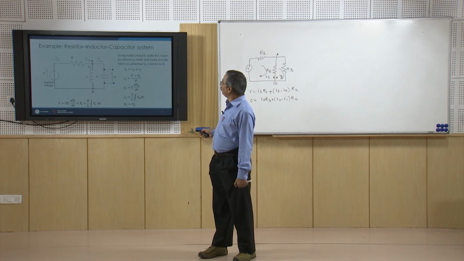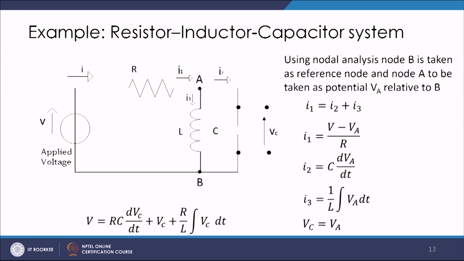So, if I go by the nodal analysis, and as I said, B is taken to be the reference node and node A to be taken at potential Va relative to B, then I can write using Kirchhoff's current law that I1 is equal to I2 plus I3. Then I can replace I1, I2 and I3 in terms of voltages. So, I1 will be (V minus Va) by R, which is the total voltage difference across the two terminals here, using the definition for the resistor building block.